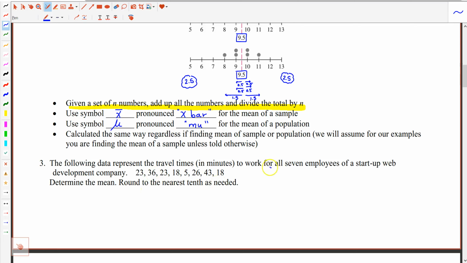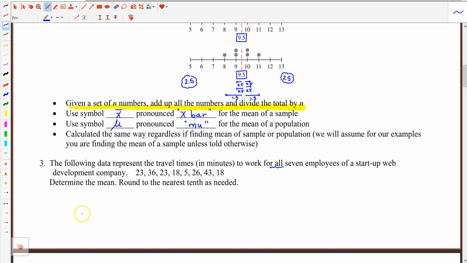Now in this particular case, because they're saying that this is the data for all of the employees of the startup company, this represents population data. If it was for a sample of employees from maybe a much larger company, then I would use this X bar notation. But because this represents the data for all of them, we would notate our answer using this mu symbol.